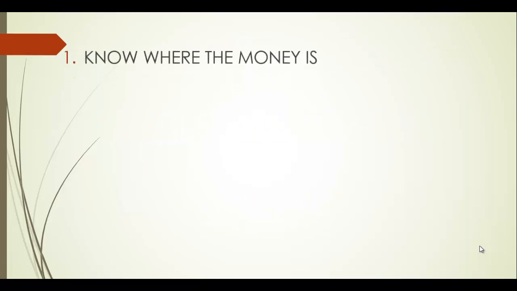So let's get inside. Number one on the 7-step blueprint is know where the money is. If you are looking for money, you must know where the money is to begin with. And then number 2, crunch the numbers. Money is a numbers game. I'll be showing you how to crunch the numbers to determine what you want and how to get it.